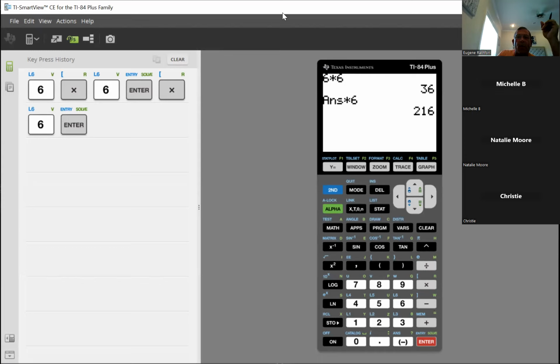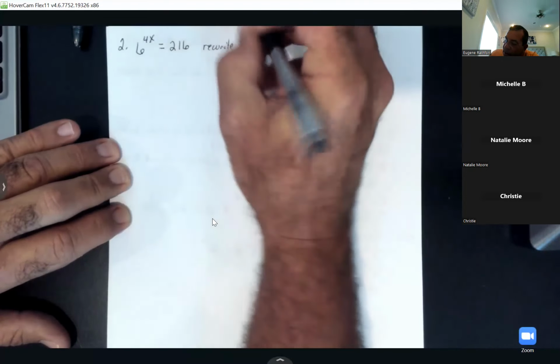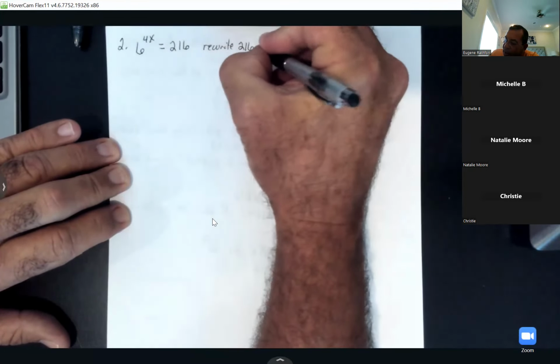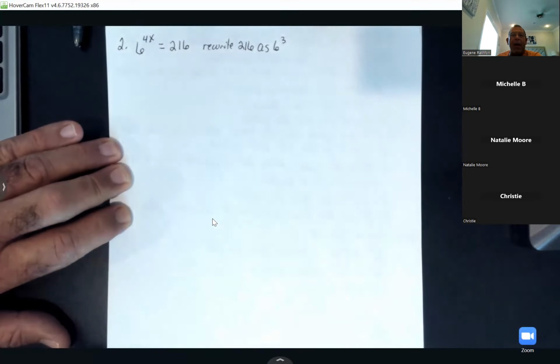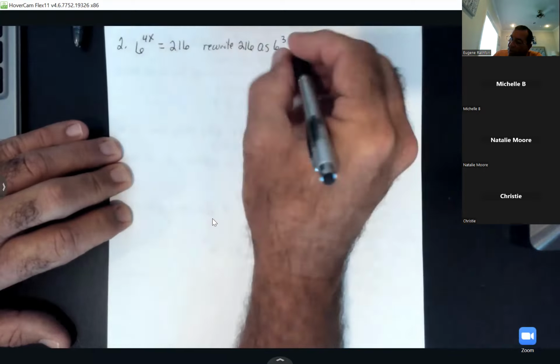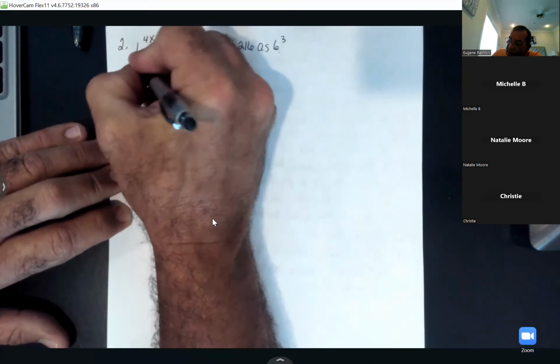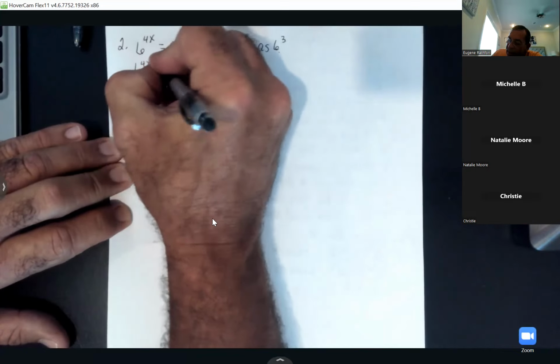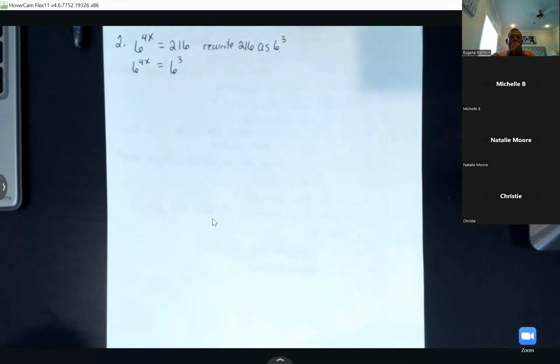So I'm going to go back to our paper. So this one I can actually rewrite 216 as 6 to the 3rd power. So we'll replace that with the 6 to the 3rd. So I got 6 to the 4x equals 6 to the 3rd.